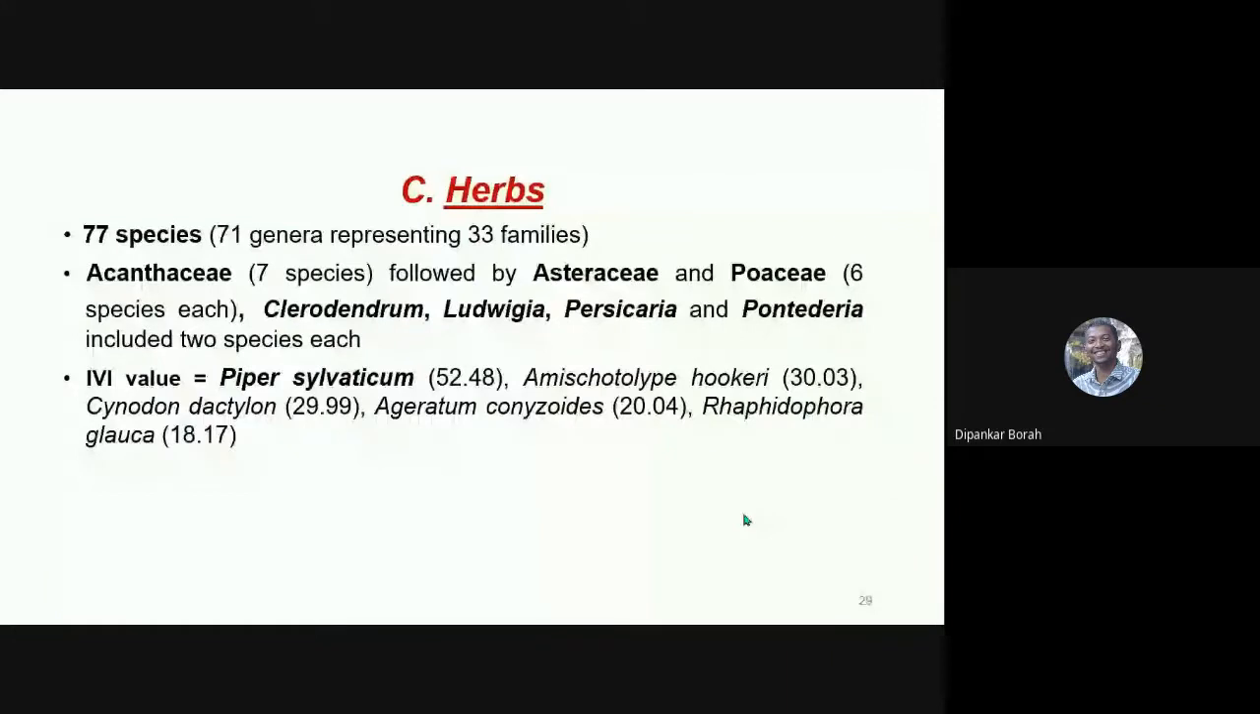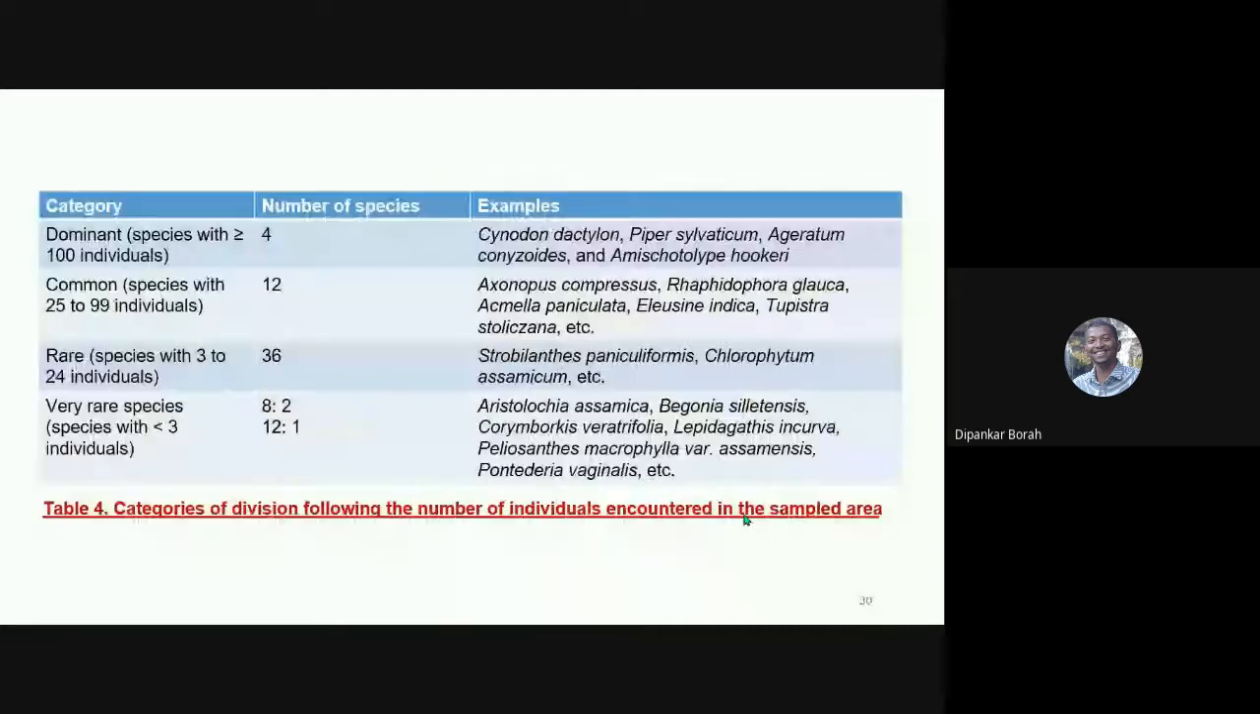77 species of herbs are found. Acanthaceae was the most dominant family. The IVI value was highest for Piper sylvaticum. 4 species are dominant, 12 are common, 36 are rare, and 20 are very rare.